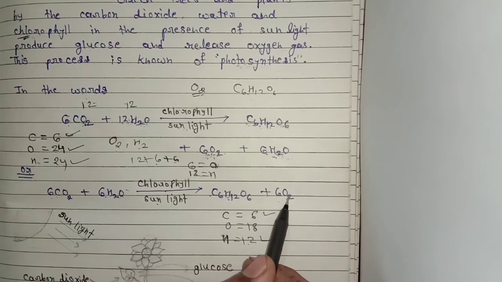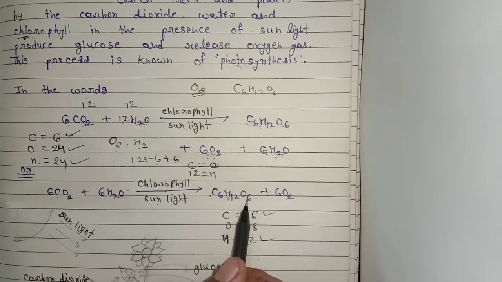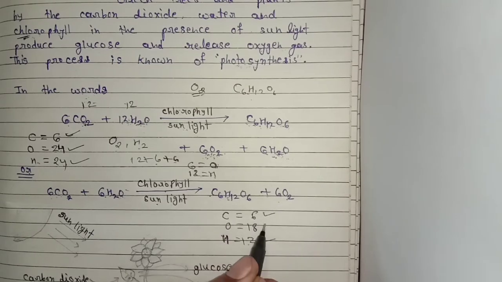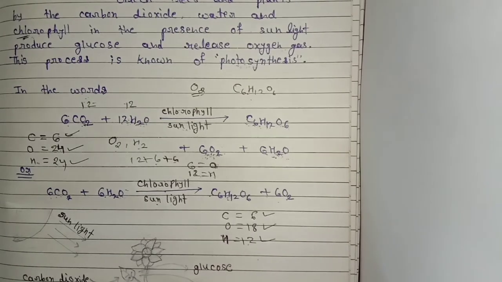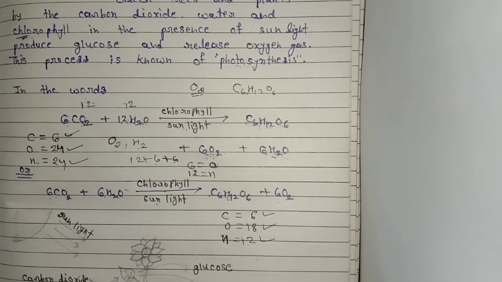There are 6 carbon atoms present, so that is right. There are also 12 hydrogen atoms, since 6 multiplied by 2 is 12, and there are 6 oxygen atoms, so the total number of oxygen is 18. So we can say that this equation is also right, and this is the photosynthesis equation.